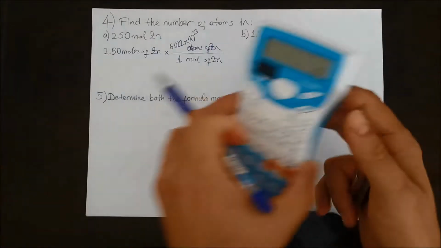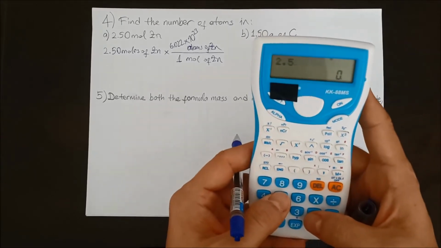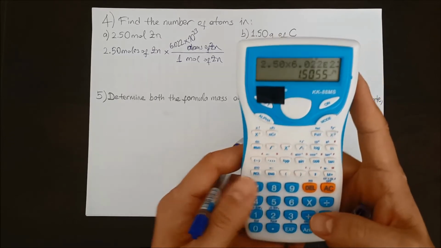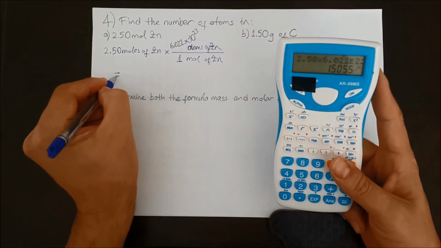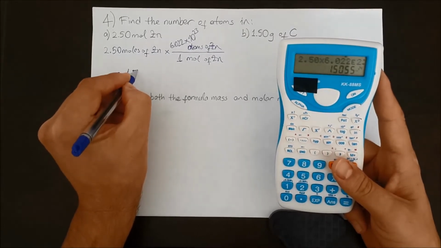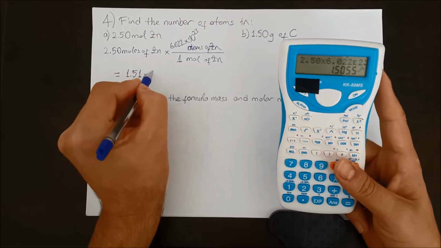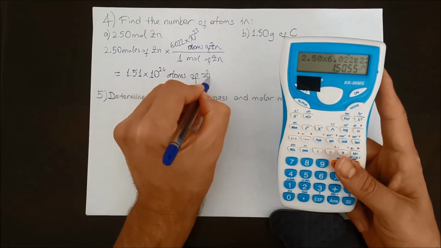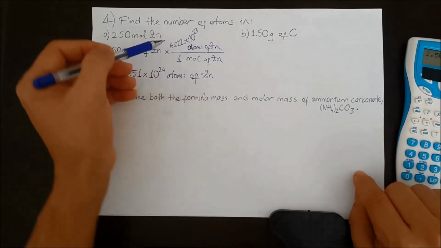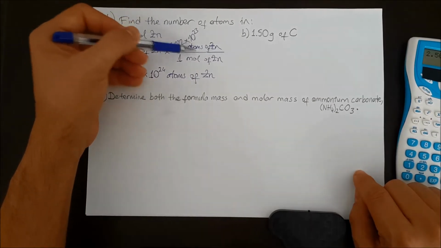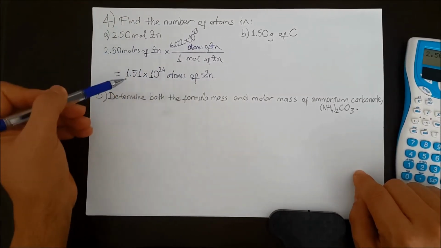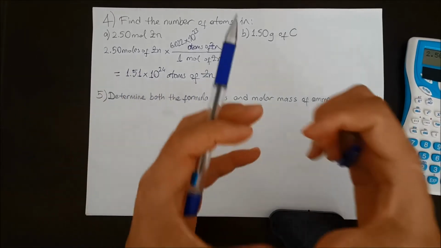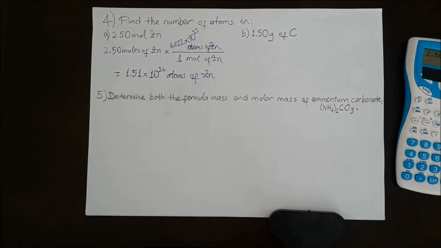By using my calculator, 2.50 times 6.022 times 10 to the power 23 makes 1.51 times 10 to the power 24 atoms of zinc. If 1 mole of zinc contains 6.022 times 10 to the power 23 zinc atoms, then 2.50 moles of zinc contain 1.51 times 10 to the power 24 atoms of zinc. When this number of zinc atoms are together, they make only 2.50 moles of zinc.